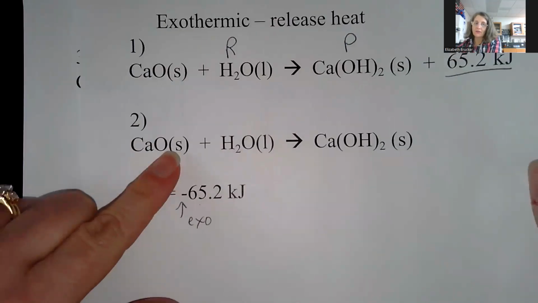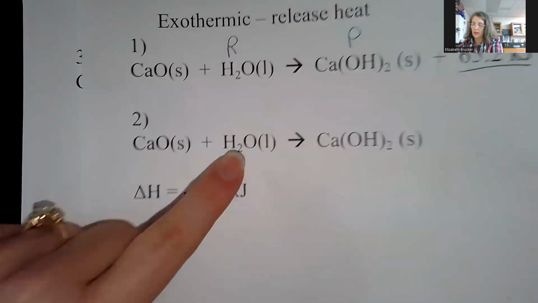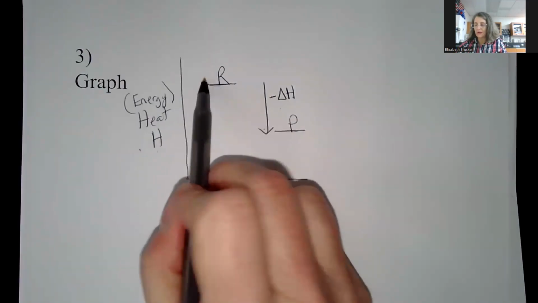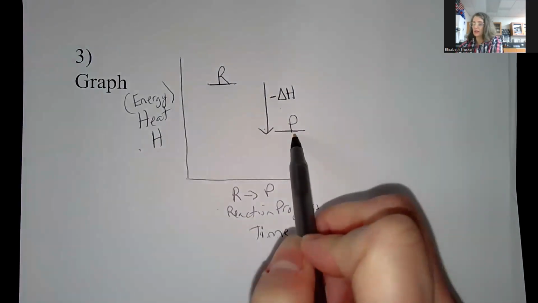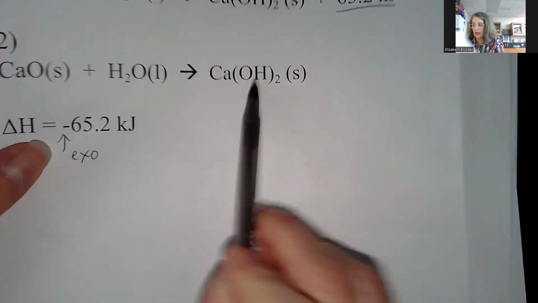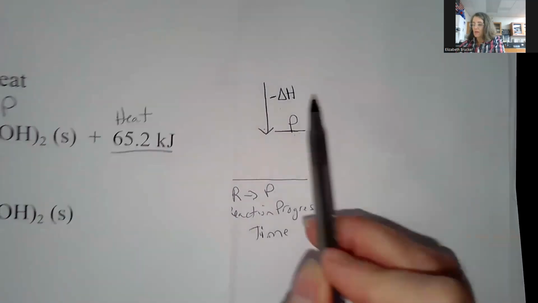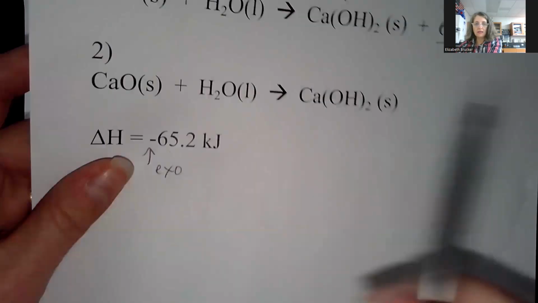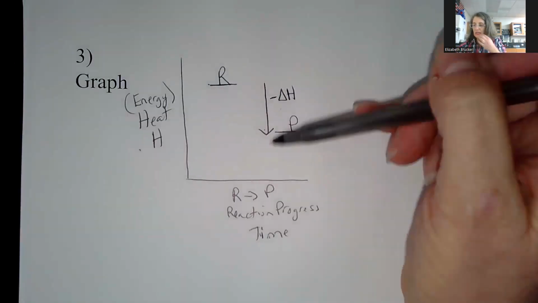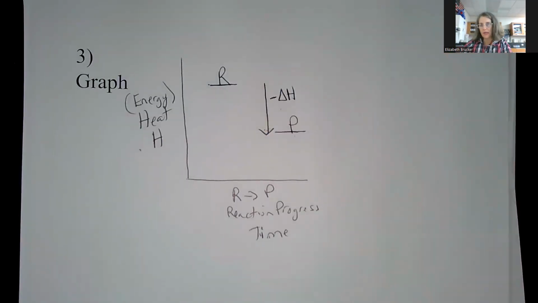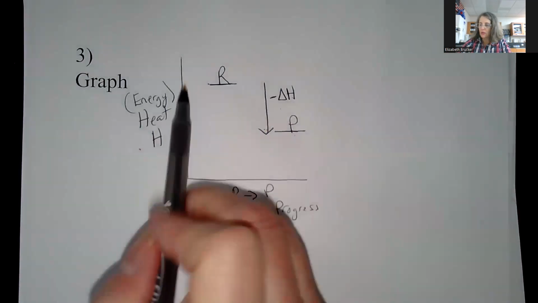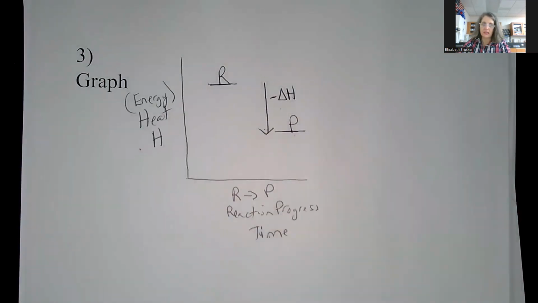So if I had the starting energy of calcium oxide and water, that would start up here. So I could write calcium oxide and water, and my product would be the calcium hydroxide. That would go here. And my delta H would be 65.2. So the distance here between the two energies would be that numerical number. So again, if I had numbers, I could see that.